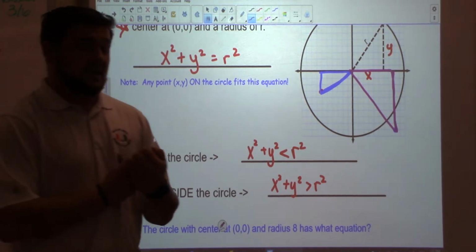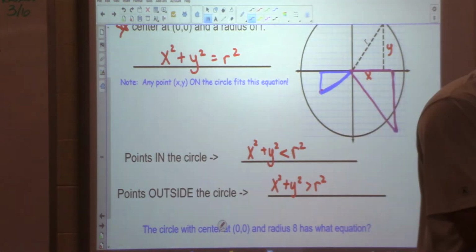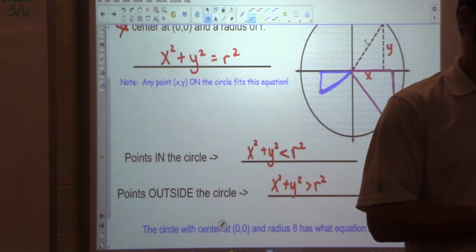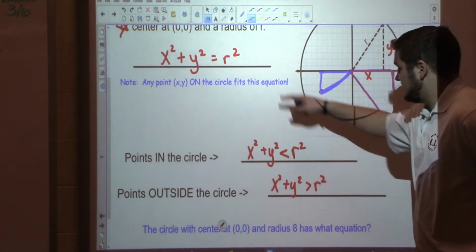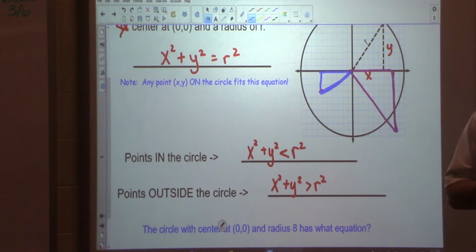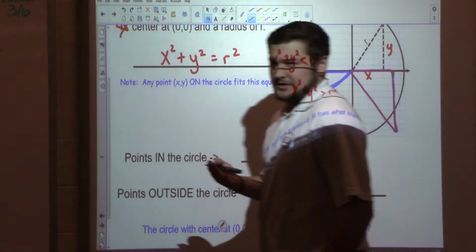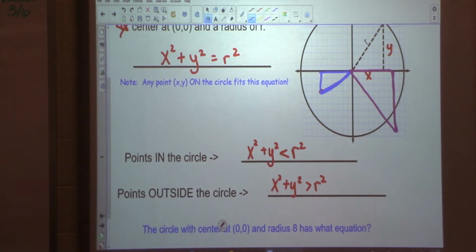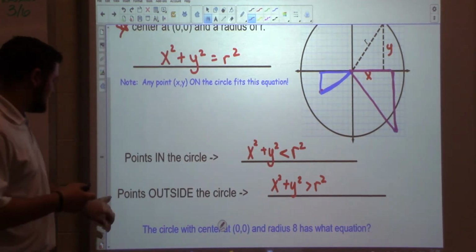So we might give you a point, like later today even we're going to do it, and we say, hey, is this point going to be on, inside, or outside the circle? And we're going to use these formulas to try and figure that out. Okay? Any questions? We good still? You sure? All right, let's try a couple.